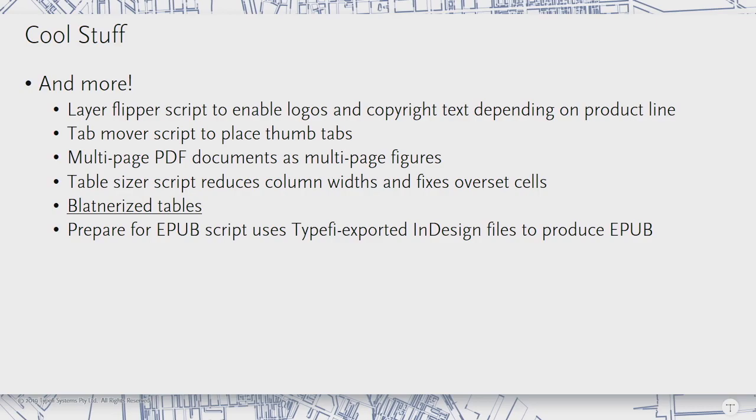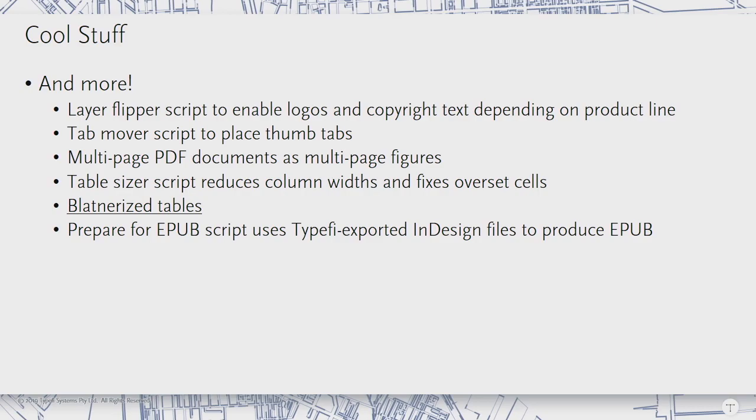Sometimes if you want to show a multiple page PDF, like a contract or an example of that, you just load the one PDF in, and it'll place each page of that as a multi-part figure. And this is kind of a fun one, the table sizer. If you run a table into InDesign, it'll just be whatever width the text frame is. But there might be too much space in them, so they're wider than they need to be.